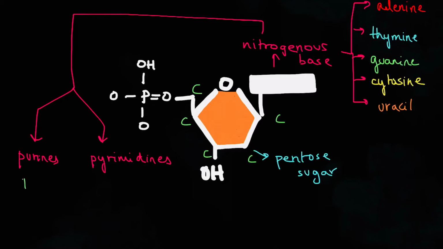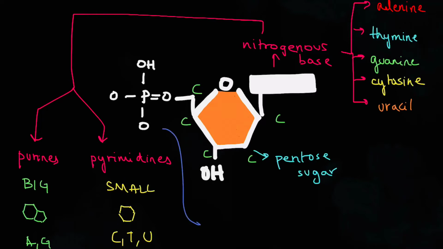Purines are the bigger nitrogenous bases. They're made up of 2 rings connected to each other. Pyrimidines, on the other hand, are the smaller nitrogenous bases, and they're only composed of 1 ring. Examples of purines are adenine and guanine, whereas cytosine, thymine, and uracil are pyrimidines. Moving on, the third and last component of a nucleotide is the phosphate group, which looks like this. It has a phosphorus, 3 oxygens, and a hydroxyl.